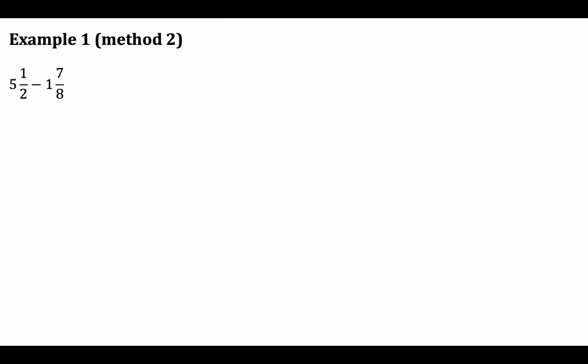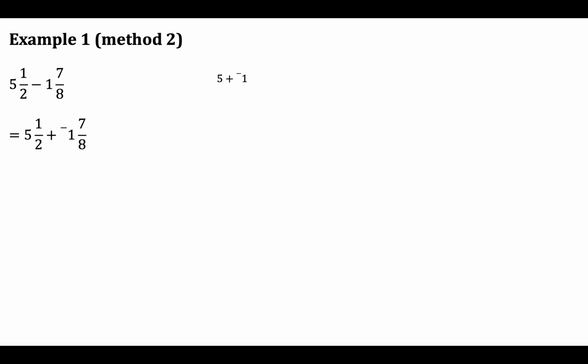Now let's look at example 1 again, using a different method. So we've got 5 1/2 minus 1 7/8. Now subtracting is the same as adding the additive inverse. So the additive inverse of 1 7/8 is negative 1 7/8. Now, we're going to split this up so that we examine the whole numbers first and then examine the fractions.